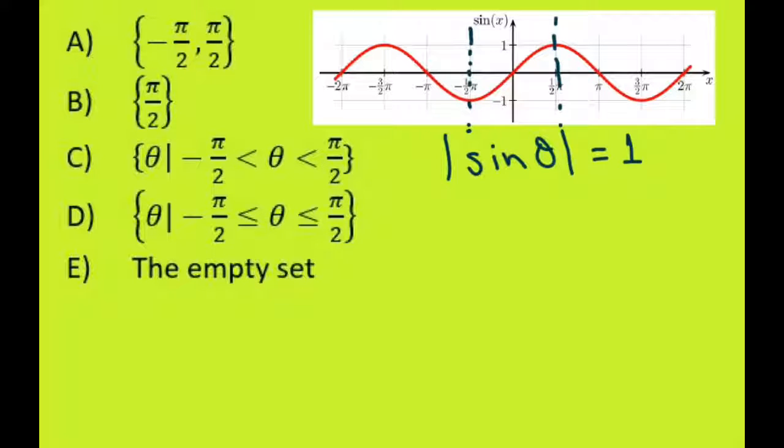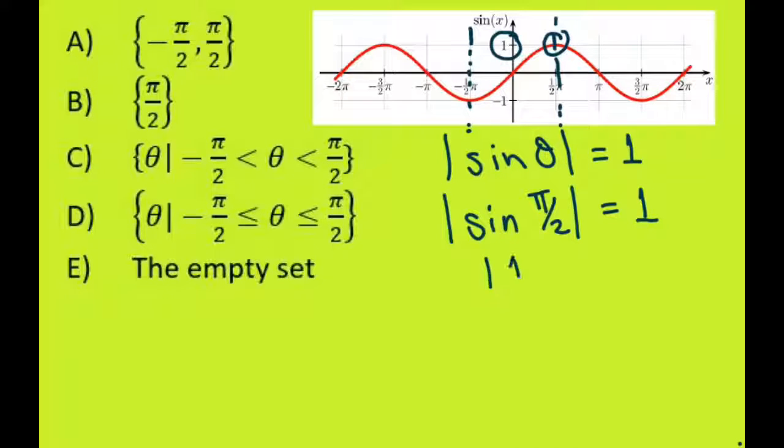Your first instinct might be, well, that's just going to be pi over 2 right here. But let's look at it. We know the absolute value of sine of pi over 2. So sine of pi over 2 is 1. So we know that equals 1. Or you could say absolute value of 1 is 1.